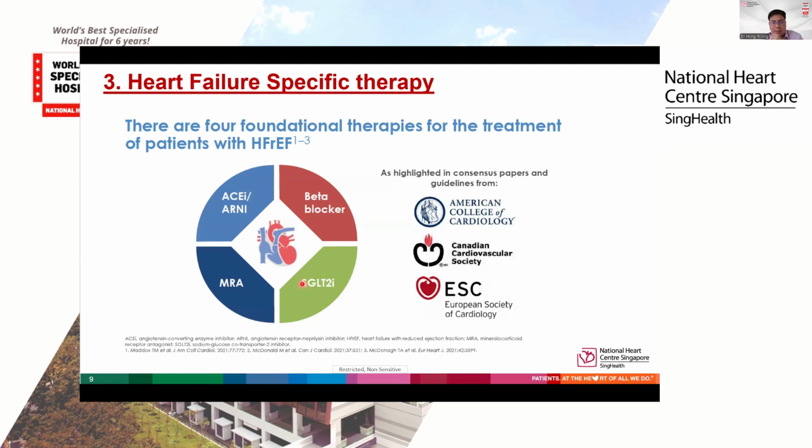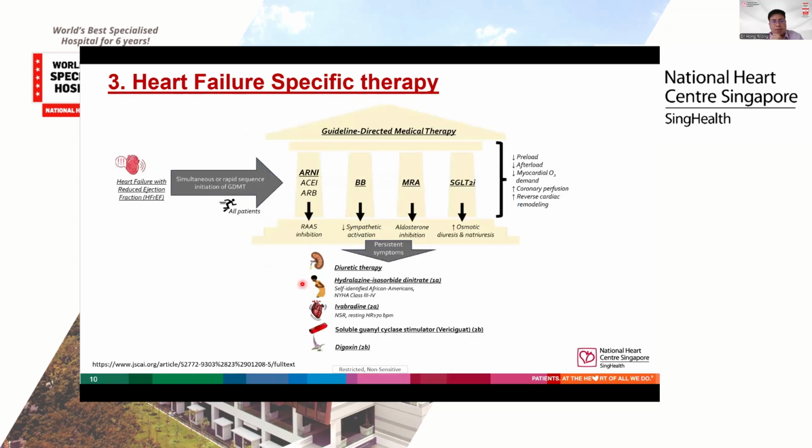These are very fancy names, and I don't expect any of you to really remember them. But just know that there are 4 medications that work on different pathways and serve not only to reduce the risk of death, but also to improve the quality of life, by reducing symptoms and reducing heart failure hospitalizations.